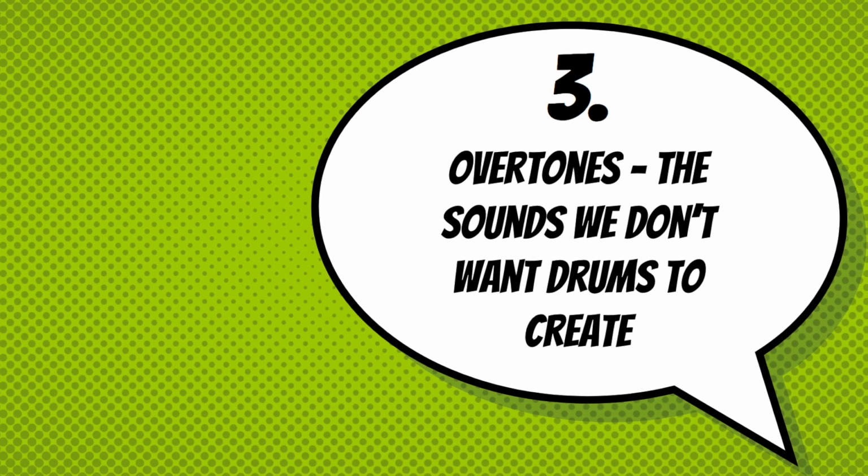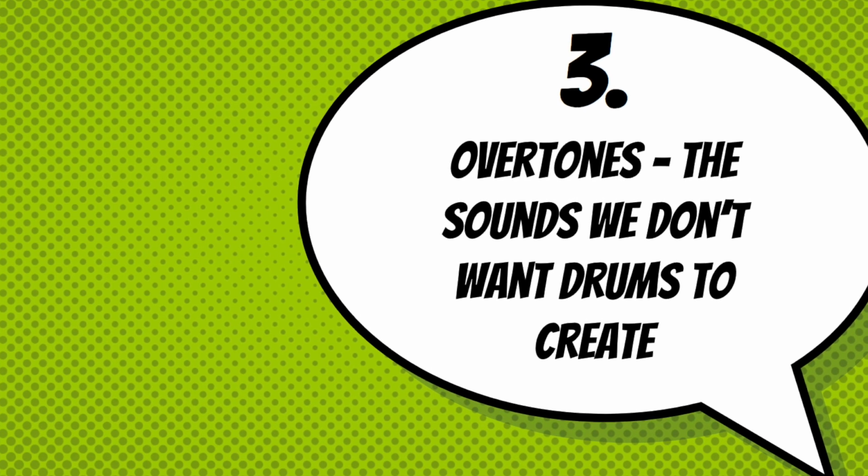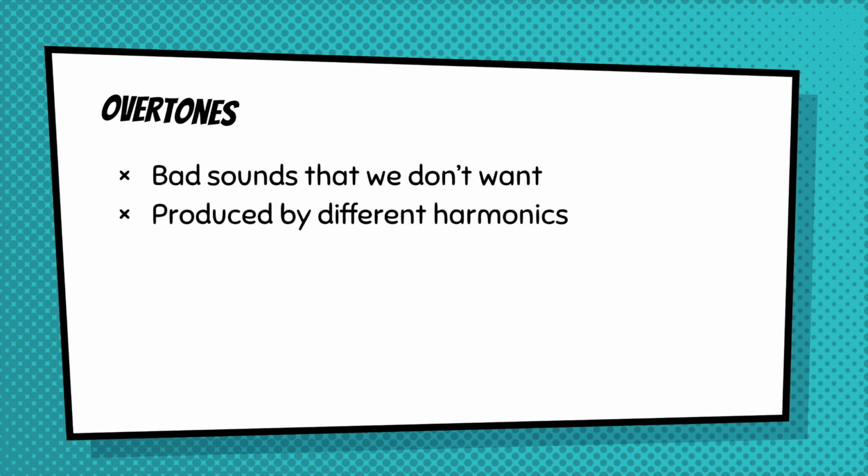The last topic we're going to talk about today is overtones. Overtones are the sounds we don't want to produce, but we do, due to the nature of drums. The overtones of the drums are the extra frequencies that are produced by the drums due to harmonic motion and the waves vibrating in a drum.